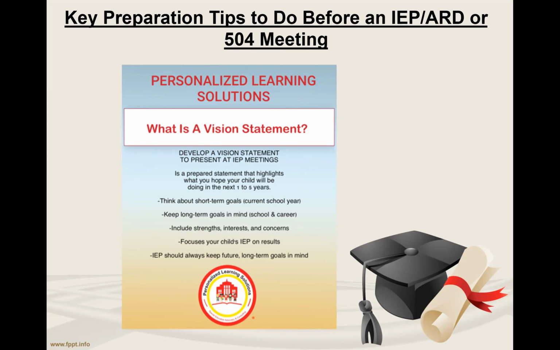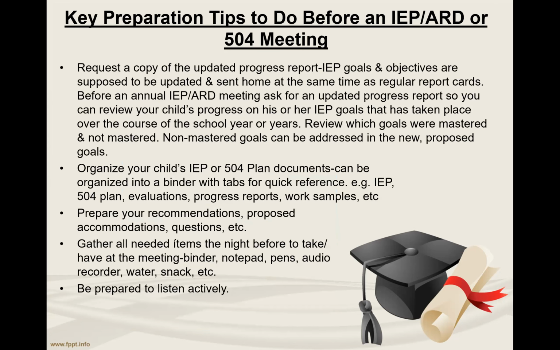So what are some key preparation tips to do before an IEP, ARD meeting, or 504 meeting? One, you want to request an updated progress report. Remember, I said before that you need to review your child's current IEP goals. So now you want to request an updated progress report on those goals, because before an annual ARD or IEP meeting, you want to ask for an updated progress report so you can review your child's current progress. You want to know if goals have been mastered or not mastered.